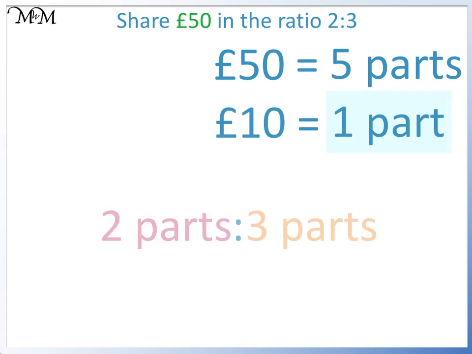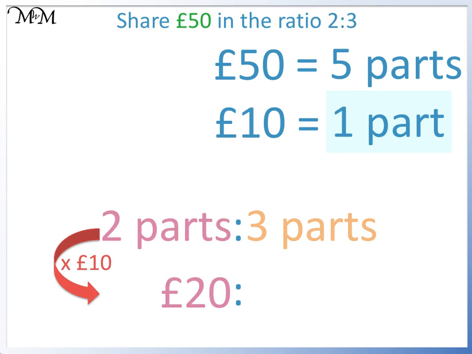Now we can go back to our original ratio. Because we know the value of one part, we can work out the value of 2 parts and of 3 parts. We simply multiply each number in the ratio by the value of one part. So in this case, 2 times £10 equals £20, and 3 times £10 equals £30.